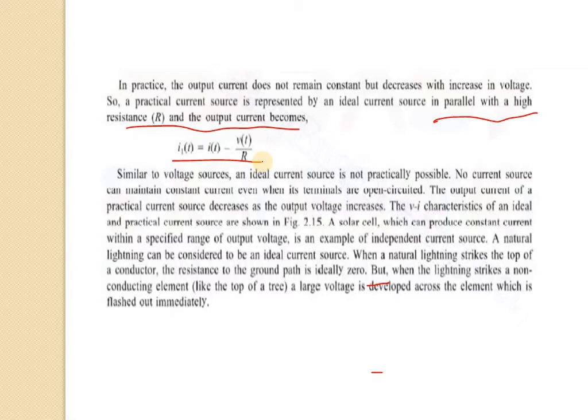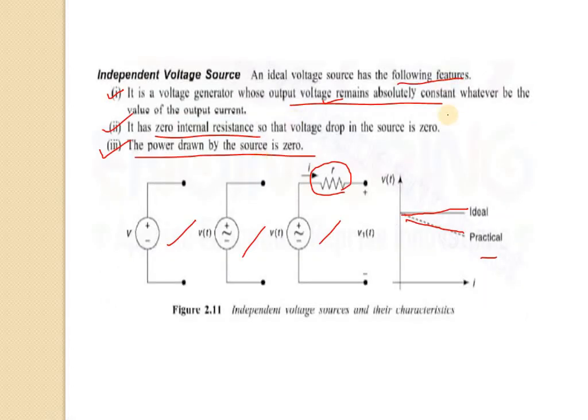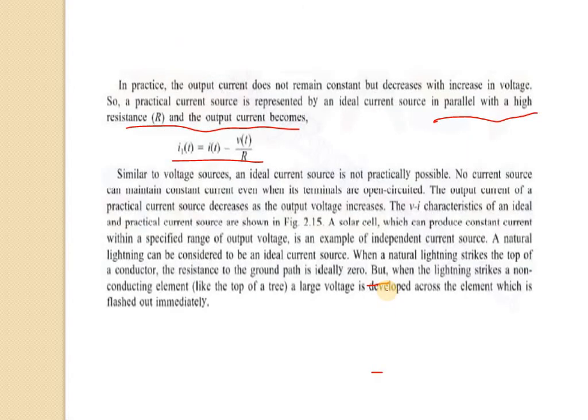Similar to the voltage source, an ideal current source is not practically possible. No current source can maintain constant current, but even when its terminals are open circuited, the output current of a practical current source decreases as the output voltage increases. The VI characteristics of ideal and practical sources are already shown in the previous picture, this one. This is the VI characteristics comparison of ideal source and practical source.